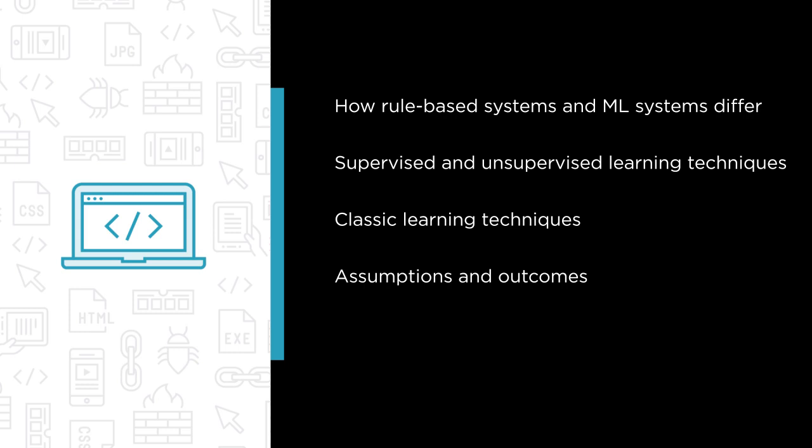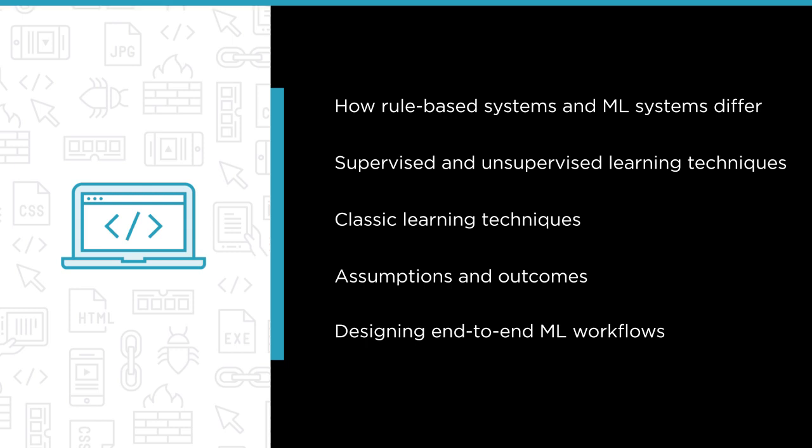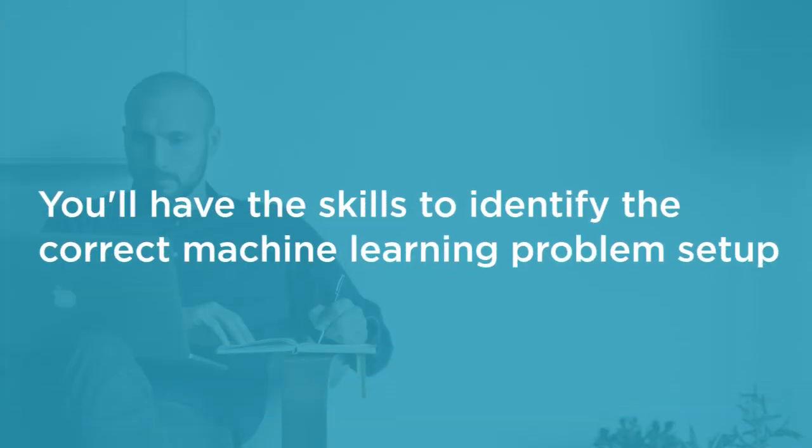You will then understand the assumptions and outcomes of these 4 classes of techniques and how solutions can be evaluated. Finally, you will round out your knowledge by designing end-to-end ML workflows for canonical ML problems, ensemble learning, as well as neural networks. When you're finished with this course, you will have the skills and knowledge to identify the correct machine learning problem setup and the appropriate solution technique for your use case.